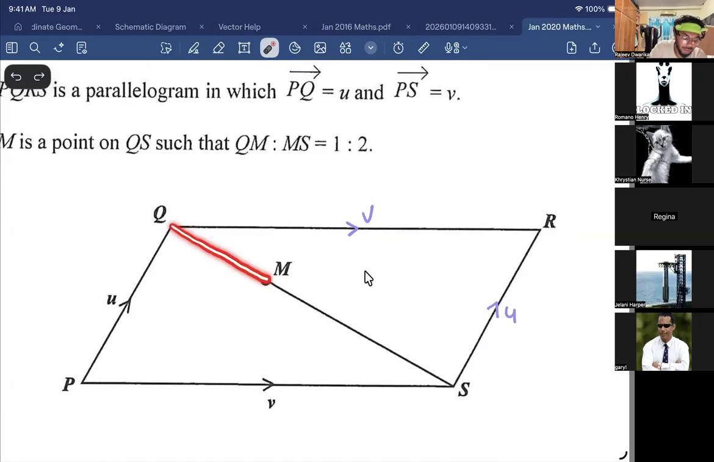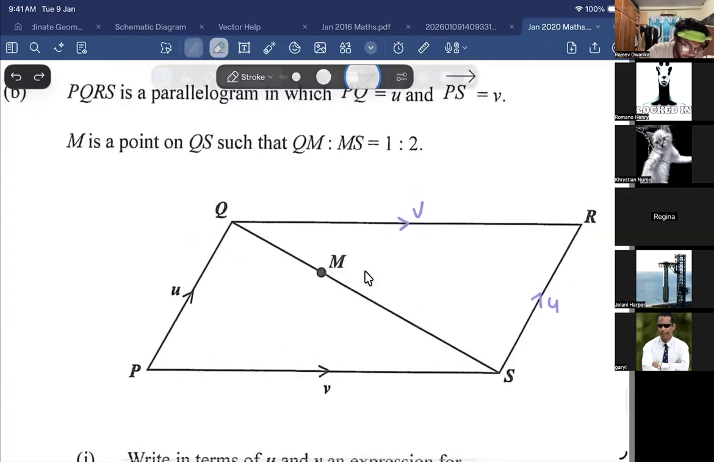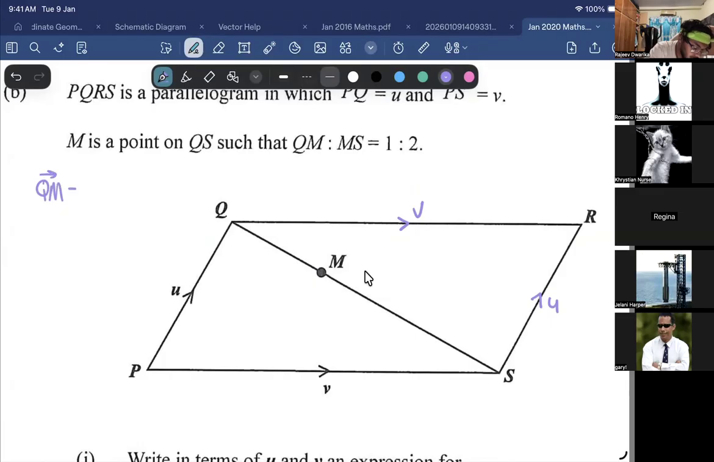A better way to think about it. So this is QM, right? How many QMs do you think it would take to make MS? 2. Yeah, watch. So altogether, I could break up QS into how many parts? 3 parts. Out of those 3 parts, QM is what fraction of QS? Q to M is what fraction of Q to S? 1/3. Right, 1/3 of Q to S.